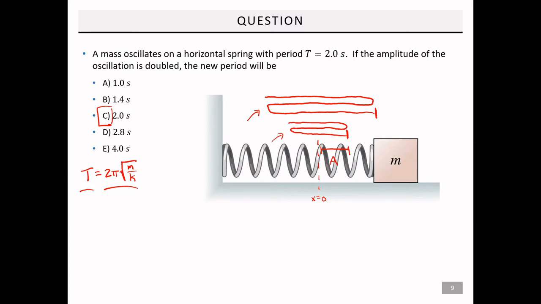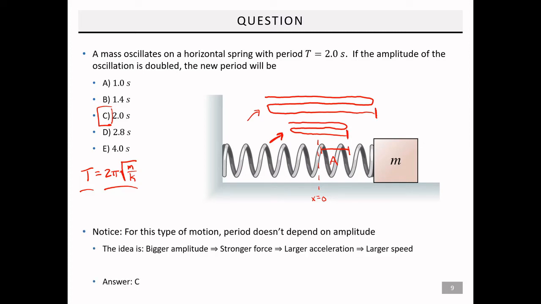Now this might seem counterintuitive, because maybe you're thinking in the smaller oscillation, the object has less distance to travel, so it should be happening faster. What's interesting is that for this type of motion, period actually does not depend on amplitude.